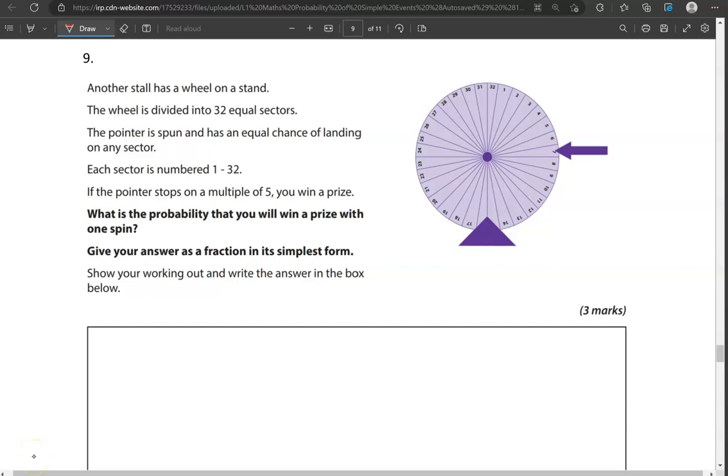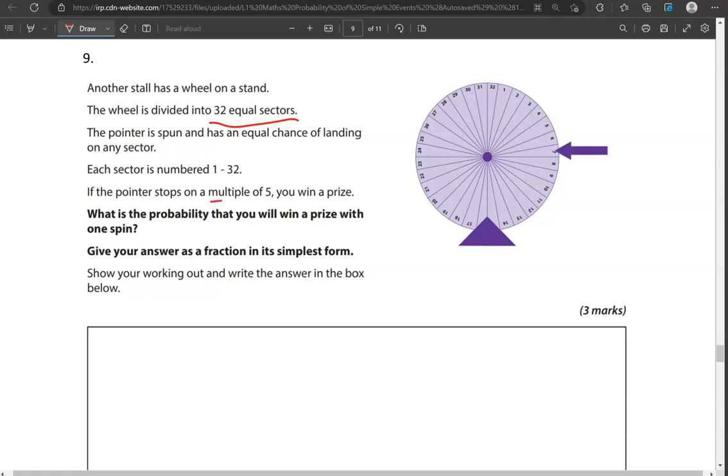Another stall has a wheel on a stand. The wheel is divided into 32 equal sectors. The pointer is spun and has an equal chance of landing on any sector. Each sector is numbered 1 to 32. If the pointer stops on a multiple of 5, you win a prize. What is the probability that you will win a prize with one spin? Give your answer as a fraction in simplest form. Show your working out and write the answer in the box below.